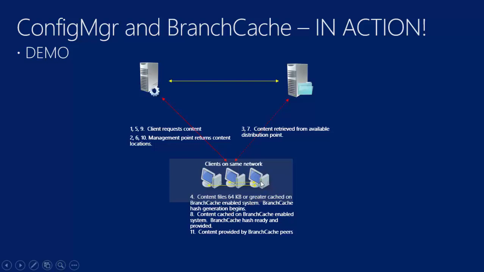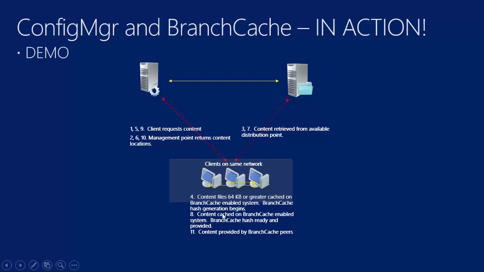And then finally, so this one's done. Then step 5, the middle client will go request the content. Step 6, the management point returns the content locations as normal. Step 7, that content will still be retrieved from an available distribution point. Now, it may not be all of it, may depend on where we are, but there is a time in which the first two systems in a subnet will need to cache the content, start generating hash values on the content and so forth.